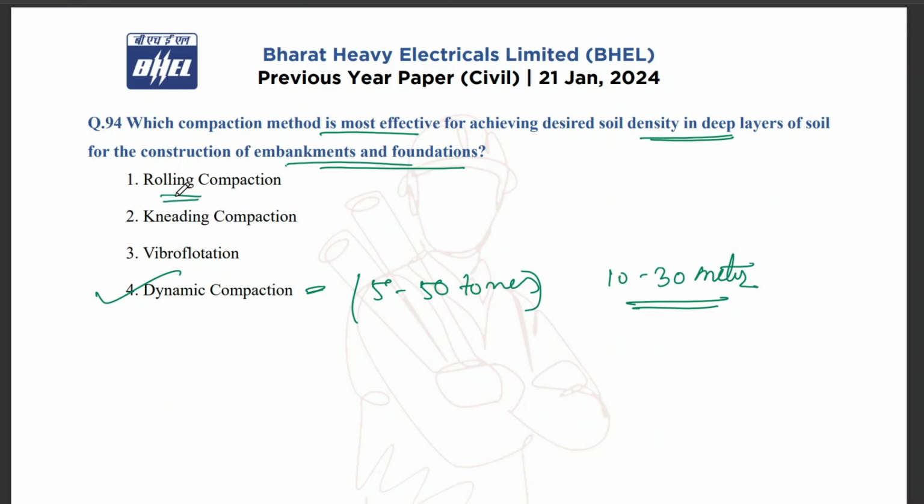Rolling compaction is only effective for surface layers, not deep soil. Kneading compaction works only on clayey soil but is not suitable for deep layers. And vibroflotation is effective for granular soil.